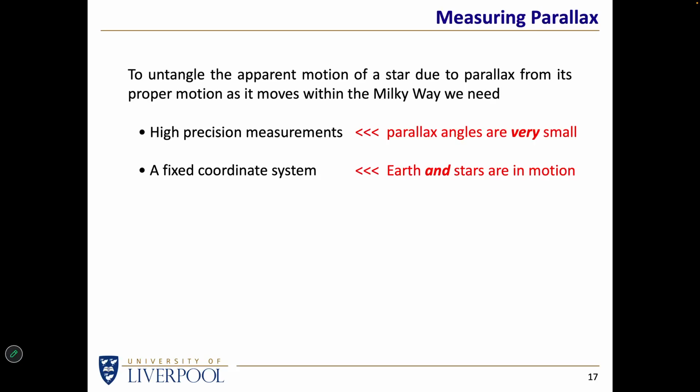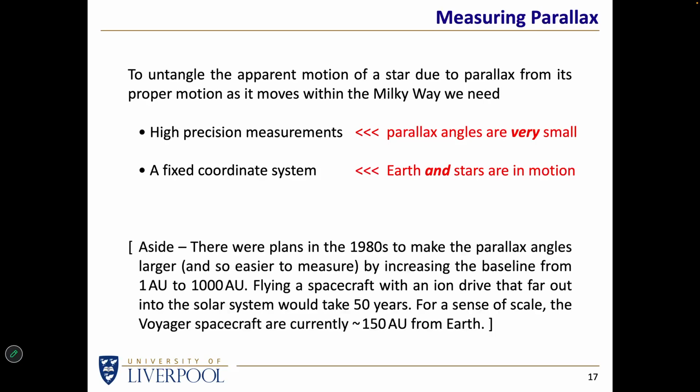Parallax angles are very small, as we will see very shortly. And if Earth is in motion and stars are in motion, then we need a fixed coordinate system to allow us to disentangle that mess. Just as an aside, it was thought back in the 1980s, why don't we make this job easier? Instead of relying on the Earth going around the sun for our baseline, why don't we have a baseline which is much bigger? Let's send a spacecraft out 1,000 AU, 1,000 astronomical units.